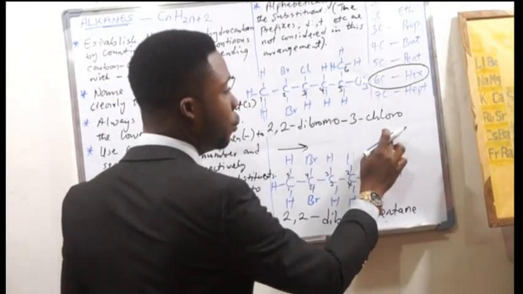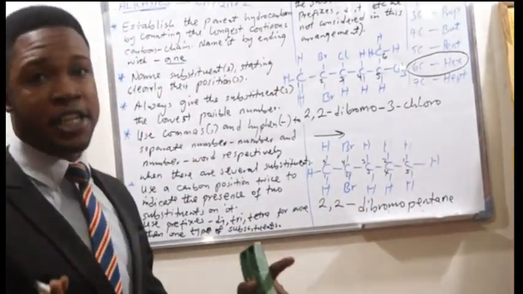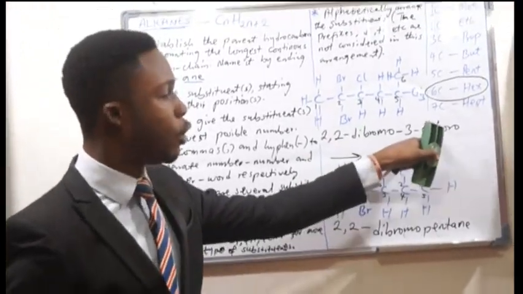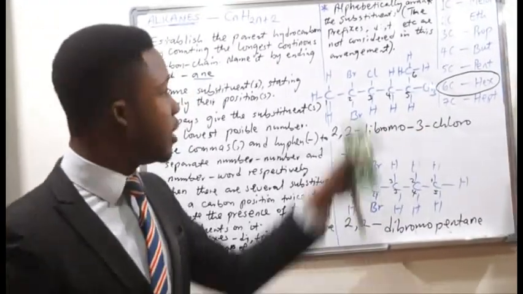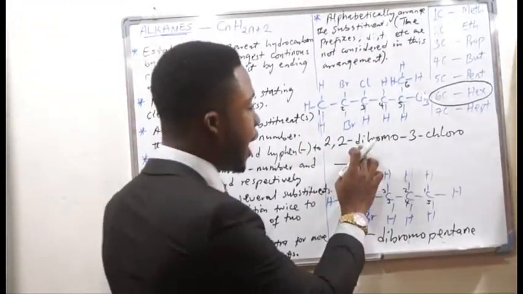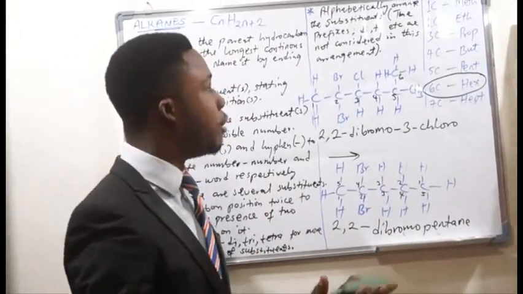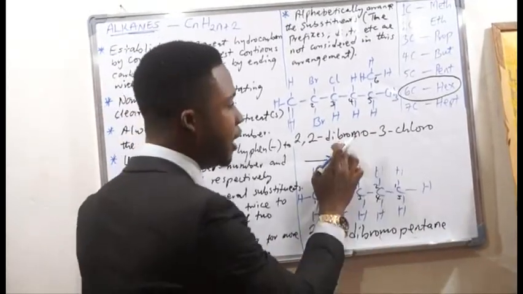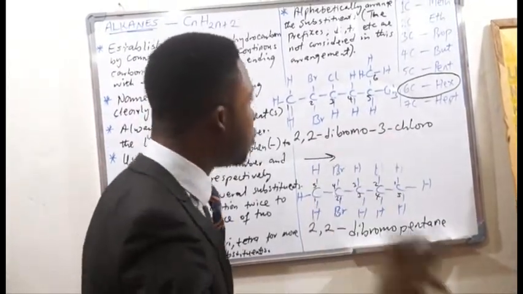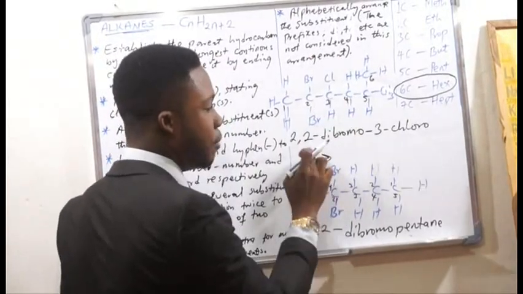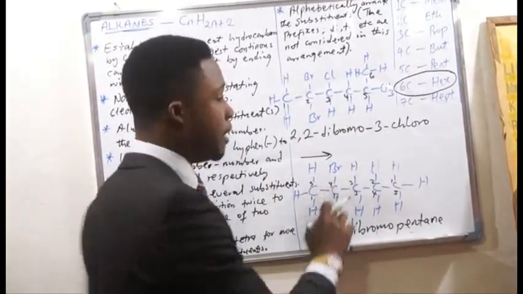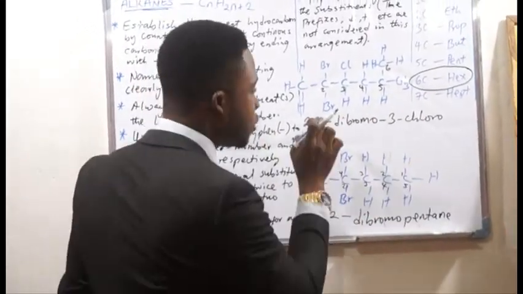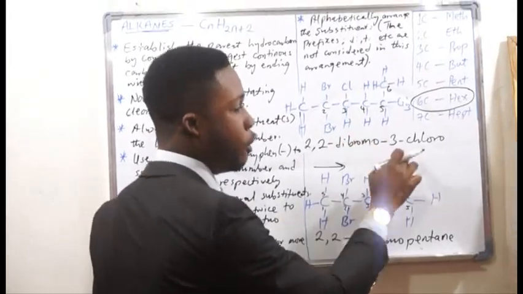So after 3 chloro, we have, remember we are using alphabetical arrangement also to put our substituents. Bromo comes before chloro, B before C. And we said also that the prefixes di, tri, and tetra do not count. We don't consider them in this kind of arrangement. So we look at the particular substituent, B before C. So we would not say 3 chloro before 2, 2 dibromo. That would be very wrong. We'll say 2, 2 dibromo because bromo comes before chloro.